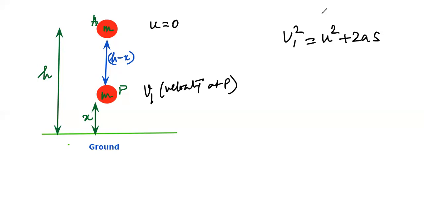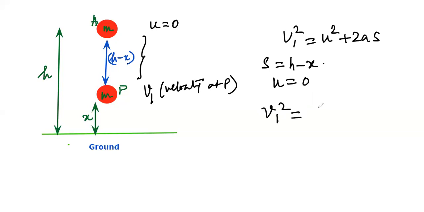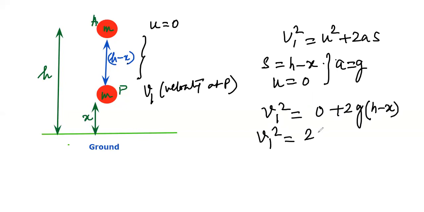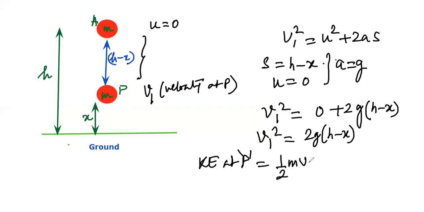Now how much is the s it has covered? It has covered a distance of h minus x. And initial speed of the body was how much? Because it was dropped, u was equal to 0. So I can write v square equals 0 plus 2, and instead of a, I shall put g. So 2g into h minus x. So children, you get v1 square equal to 2g into h minus x.